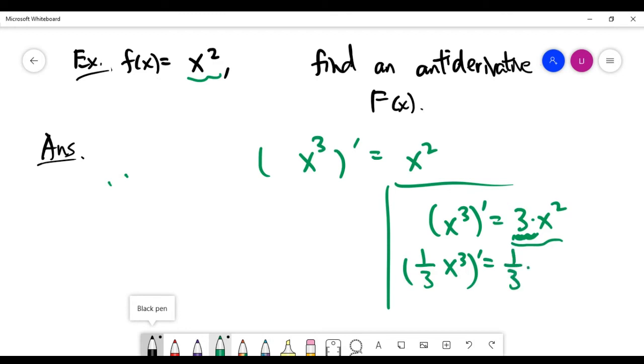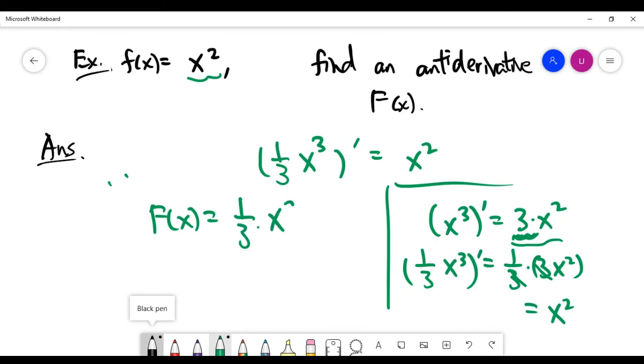So 1 over 3 as a constant is there, and you differentiate x cubed to get 3x squared. So you see, in that case, 3 and 3 cancelled. It means the derivative of 1 over 3 times x cubed is going to be x squared, right? So it means I can make the big F, which is an antiderivative of the small f of x, to be 1 over 3 times x cubed. And that's the answer to this problem.